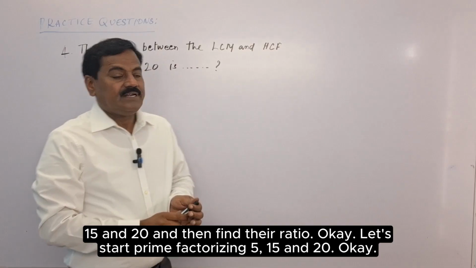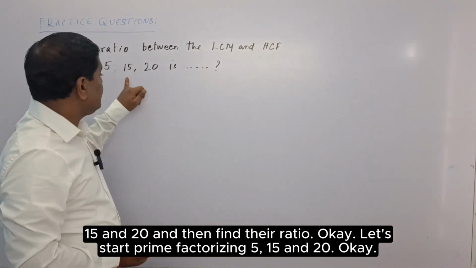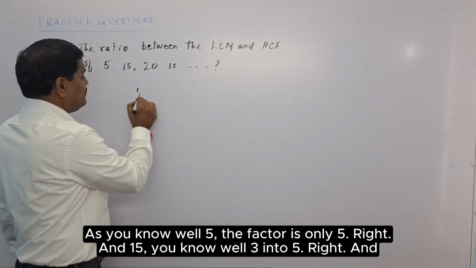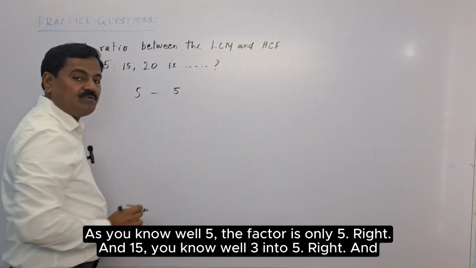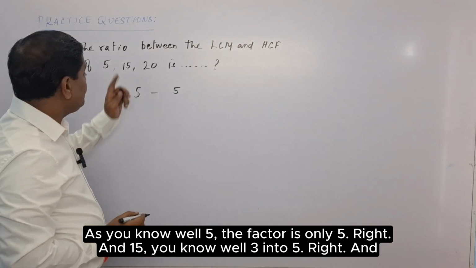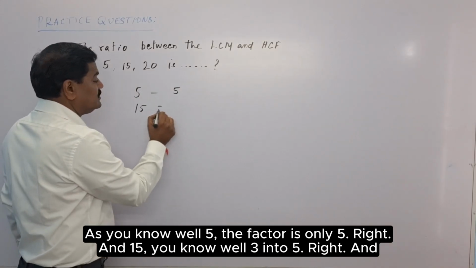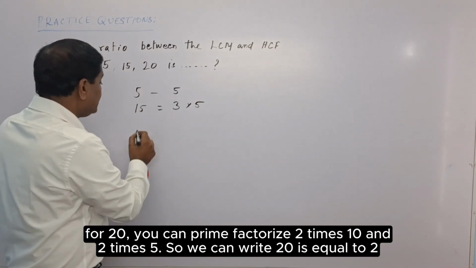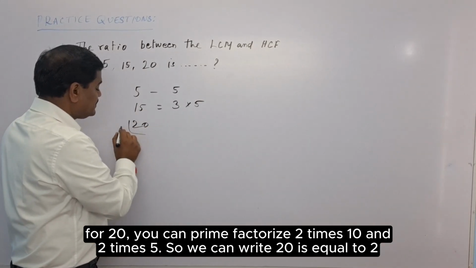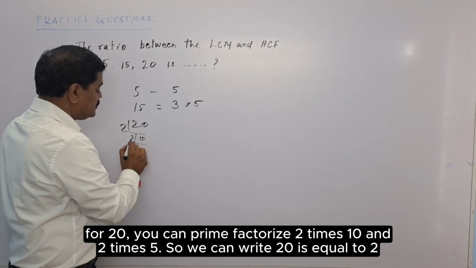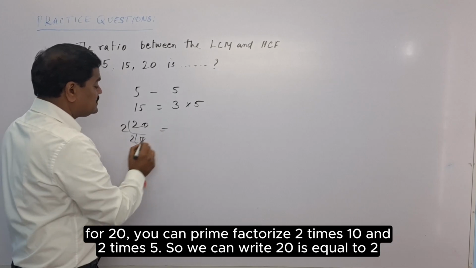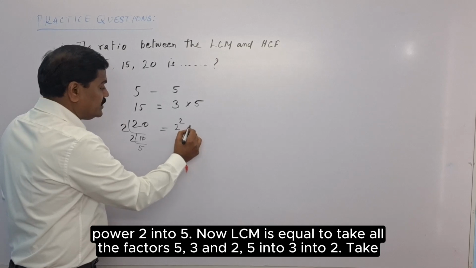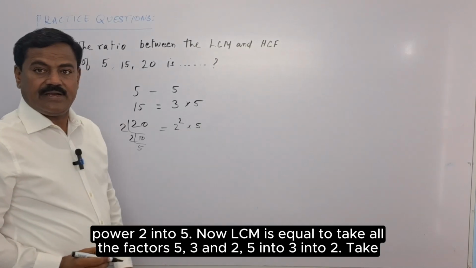Okay, let's start prime factorizing 5, 15 and 20. Okay, as you know well, 5, the factor is only 5, right? And 15, you know well, 3 into 5, right? And for 20, you can prime factorize 2 times 10 and 2 times 5. So we can write 20 is equal to 2 power 2 into 5, right?